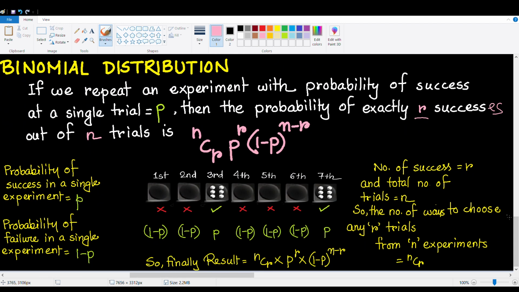How did we say that? We know that the probability of success in a single experiment is p, so the probability of failure in a single experiment is 1 minus p, right? Now the number of successes required is r, that means the number of successful trials required is r, and the total number of trials is n. So the number of ways we can choose any r trials to succeed from n is nCr, right? Therefore, the final result would be nCr times p to the power r, coming from the r successes, and 1 minus p to the power n minus r, which is coming from the n minus r failures. So this is simple.